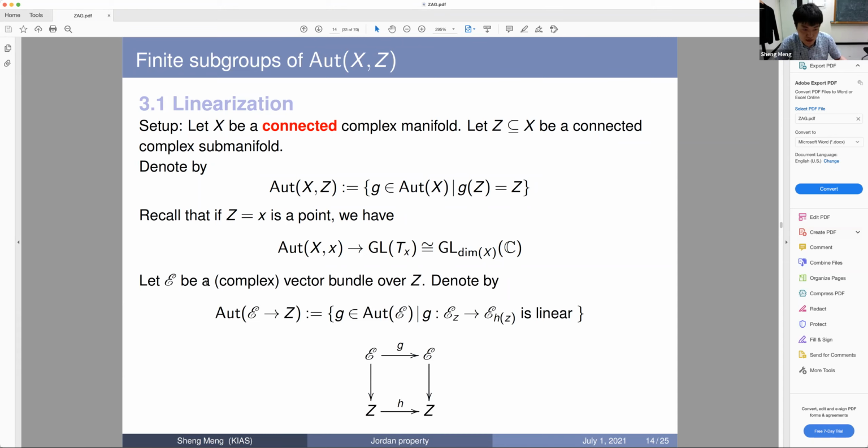And then we let E be a complex vector bundle over Z, and denote by Aut(E,Z) the subgroup of the automorphism group of this manifold which preserves the fiber, which means g sends the fiber E_z to some other fiber E_{h(z)}. Moreover, this map is linear. So there are three ingredients. First, g has to descend to the base, to an automorphism of Z. Secondly, it maps fiber to fiber. Thirdly, it maps fiber to fiber linearly.